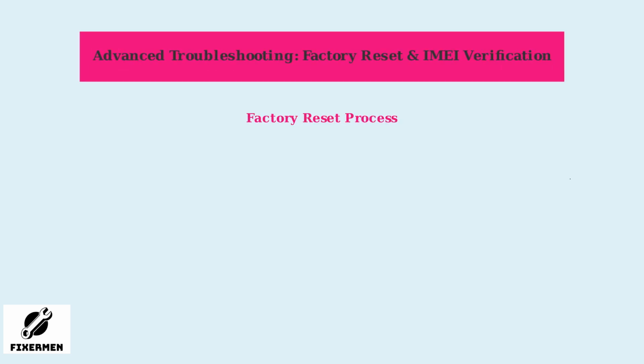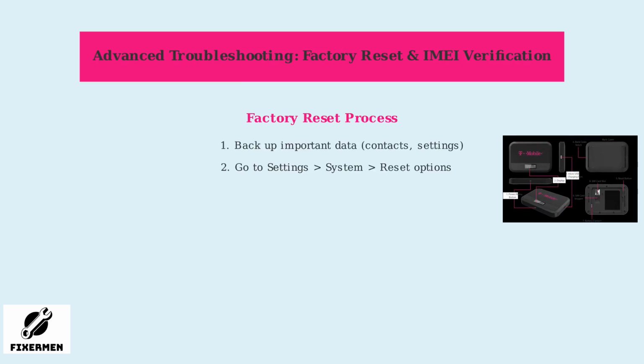When quick fixes aren't enough, advanced troubleshooting involves a factory reset of your hotspot device. Always back up your important data first, including contacts and custom settings. Navigate to Settings, then System, and select Reset options. Choose Erase all data for a complete factory reset and confirm the action. Wait for the device to restart completely.